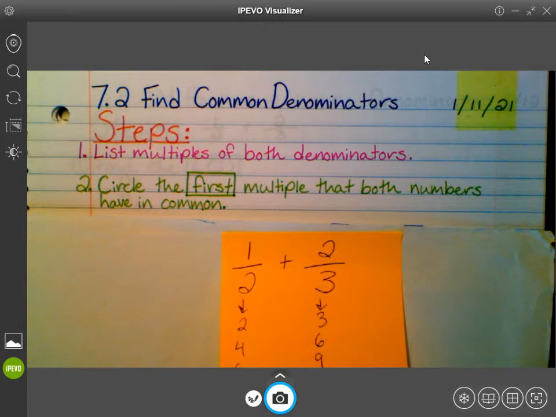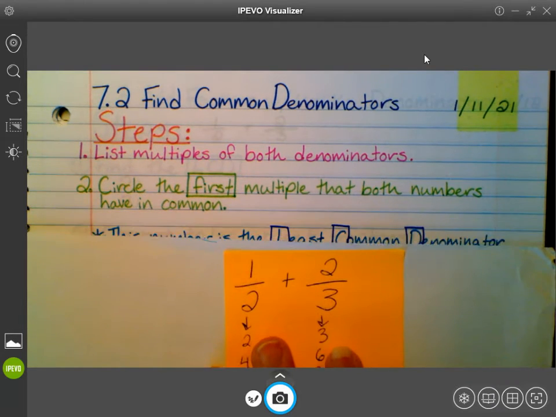Now, what is one number that goes into... Oh, never mind. We're not getting to that yet. So circle the first multiple that both numbers have in common. Does that make sense? You're finding the smallest number they have in common. Okay. Then we have step 3.